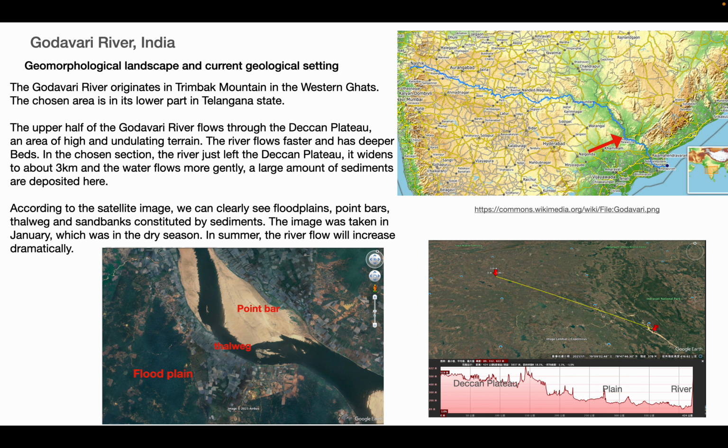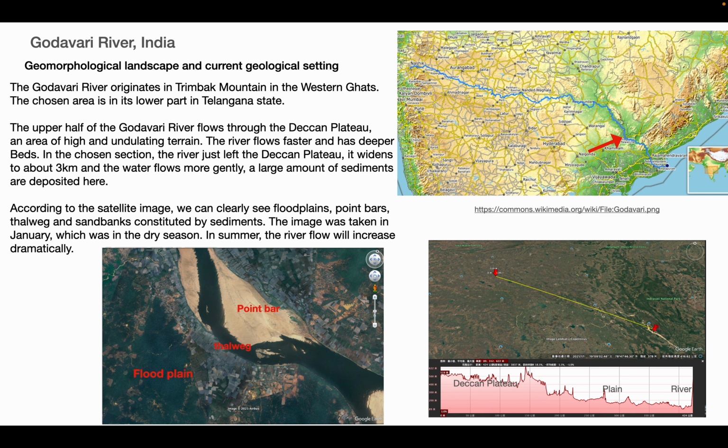The river flows fast, and in the chosen section, the river just left the plateau, and it widens to about 3 kilometers wide, and the water flows more gently. A large amount of sediments are deposited here.